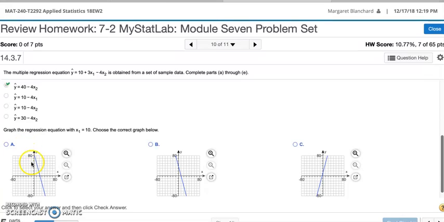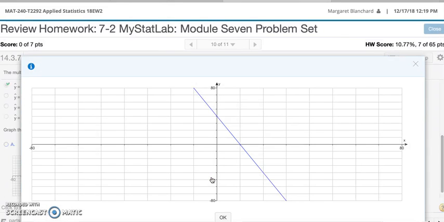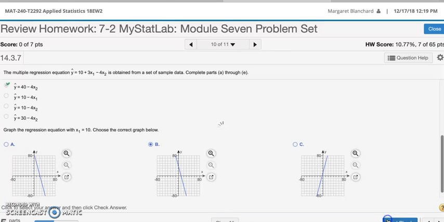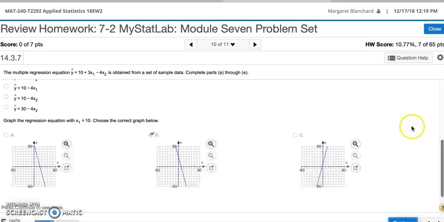Here we can see that y hat is at 80. Let's just double check this one by opening it up to make it a little bigger. As we can see here, y hat is equal to 40. So our intercept is at 40 and we have a negative slope. So we can now say that B is our graph representing that equation. Fantastic. Let's go to the next one.